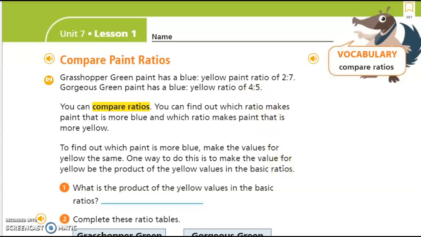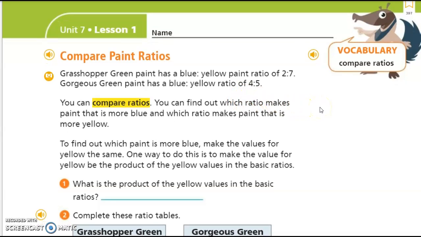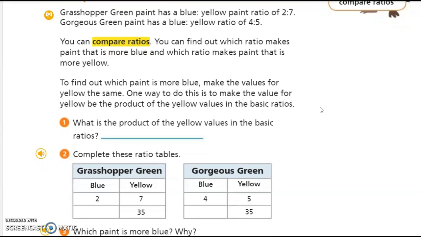You can compare ratios, which is what we were doing yesterday by linking rate tables. So this is how, if I have 1 can of gorgeous green, these are the amounts of each color. If I have 2 cans, I would then double this ratio. If I had 3 cans, I would then triple this ratio. And then we can work backwards. But you can compare ratios.